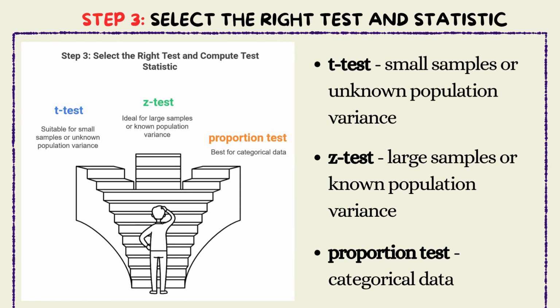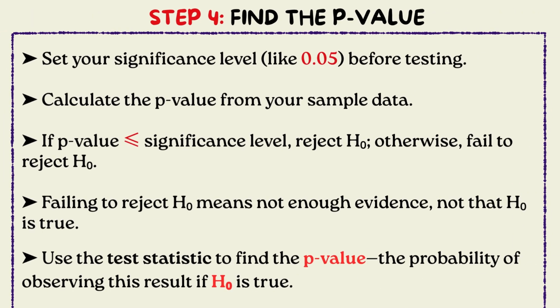Step 3. Select the right test and compute test statistic. Depending on your data and sample size, choose the appropriate test. T-test for small samples or unknown population variance. Z-test for large samples or known population variance. Proportion test for categorical data. Then use the formula to calculate the test statistic, like Z or T-score. Step 4. Find the p-value. Use the test statistic to find the p-value, the probability of observing this result, if H0 is true. This is where the real evidence comes in.